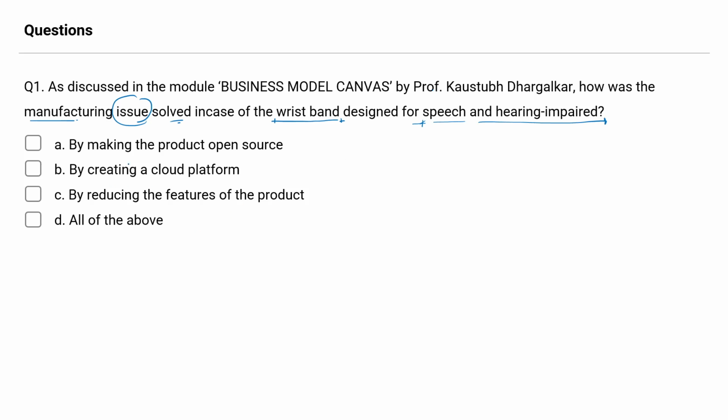You've got four options: by making the product open source, by creating a cloud platform, by reducing the features of the product, and all of the above. Okay, so it's a square box, which means it's a multi correct answer question. Multiple correct answers. Take your time and let me know. You can type in your correct choices in the chat box and we'll see what is the correct answer.